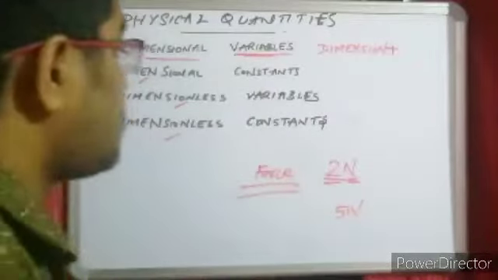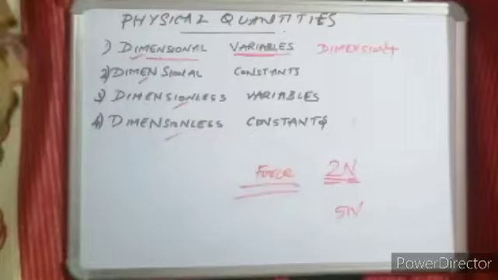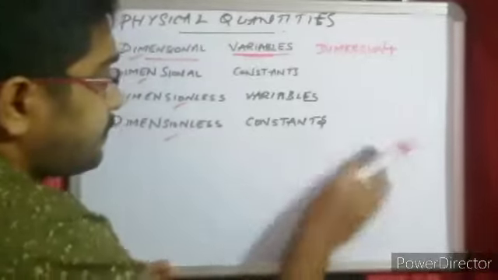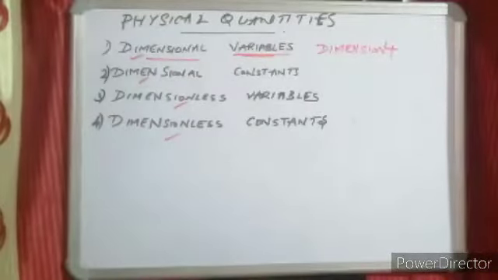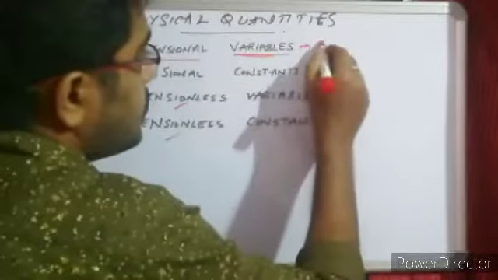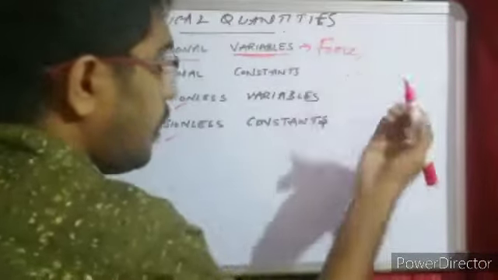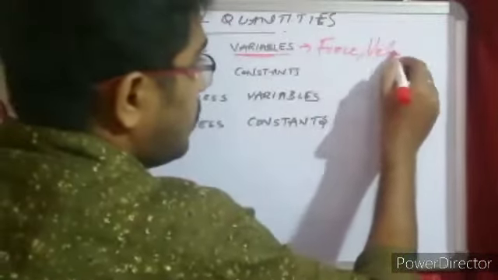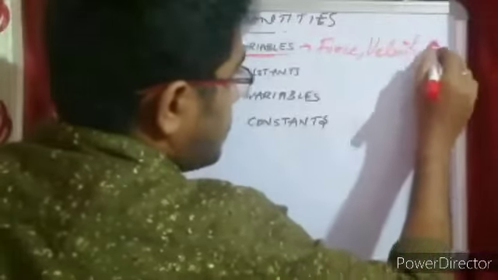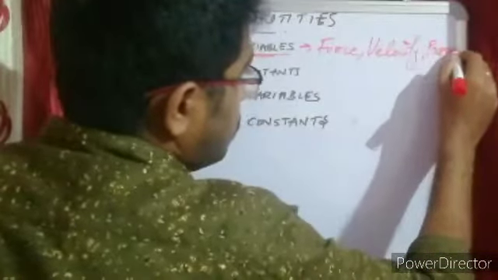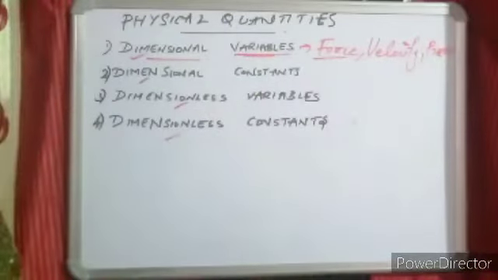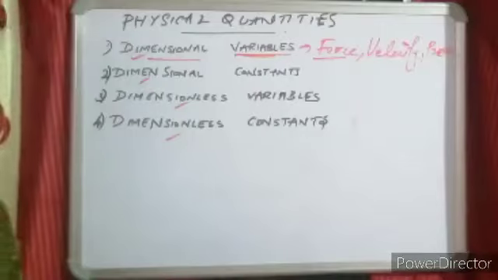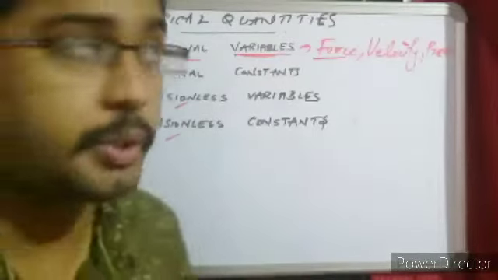So the examples are force, then length, velocity, and pressure. All those things I can put under the category dimensional variable. Your force again: those quantities which are similar to force, the reaction force, the thrust, all those things have the unit Newton, right?